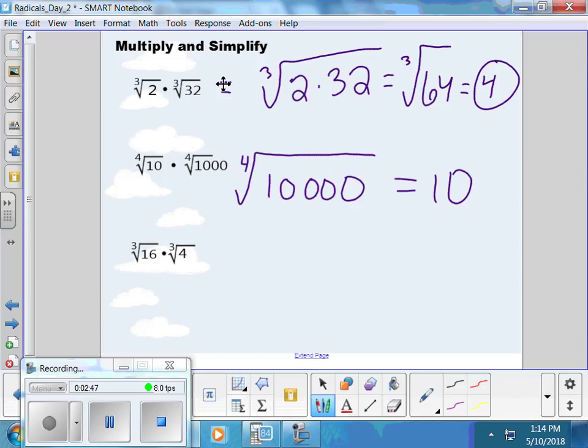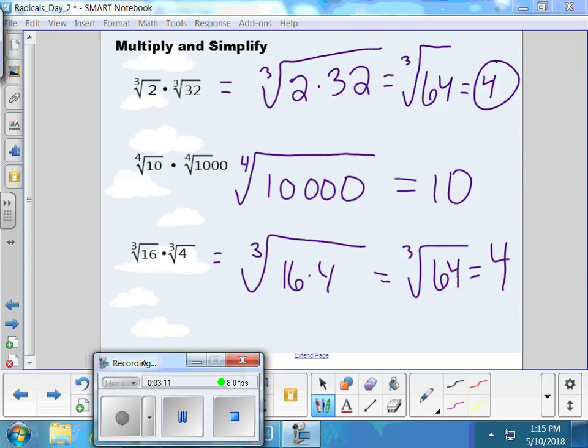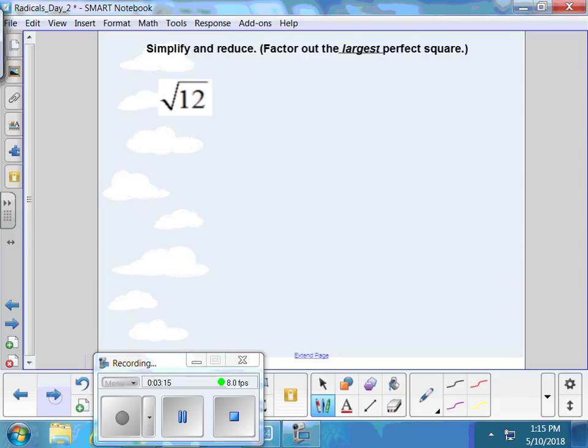Okay, the third one. Both of these are cube roots, so same exact deal. They can go underneath one big radical together. And I can actually calculate out what 16 times 4 is. 16 times 4 is 64. We actually already saw that one. The cube root of 64 is 4. All right, this is just the chart that you have already been given.